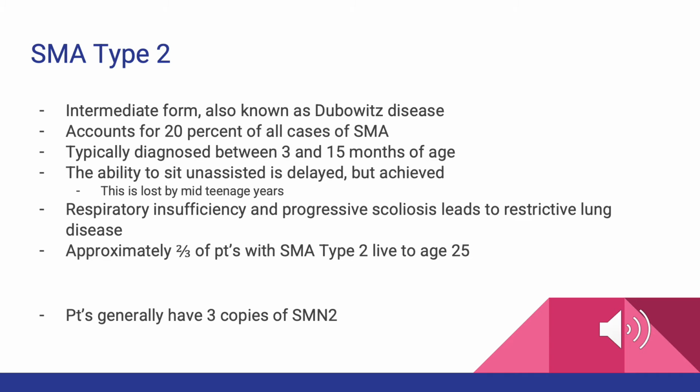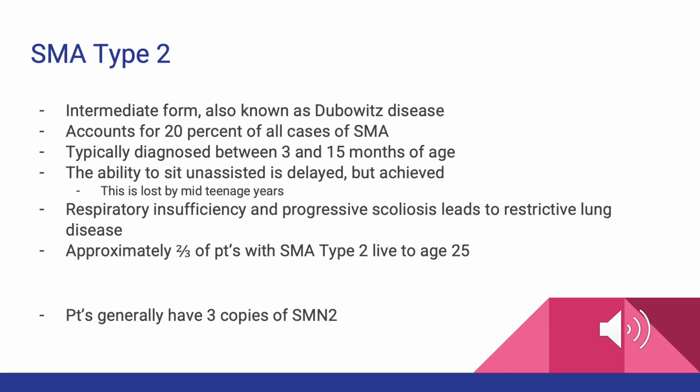Something that can help you differ between SMA type 2 and the other types, of course, is the amount of copies of SMN2, which SMA type 2 patients generally have 3 copies. But going to the motor milestones that we've been talking about, SMA type 2 patients do achieve the ability to sit unassisted. It may be delayed, but they are able to achieve this milestone. However, they will not be able to achieve standing or walking on their own.